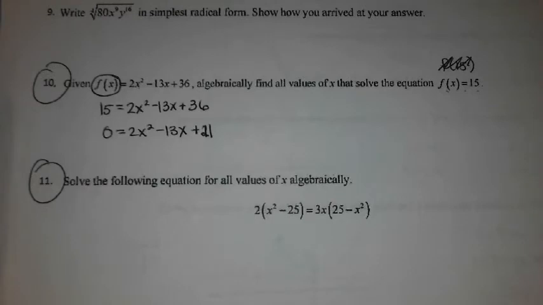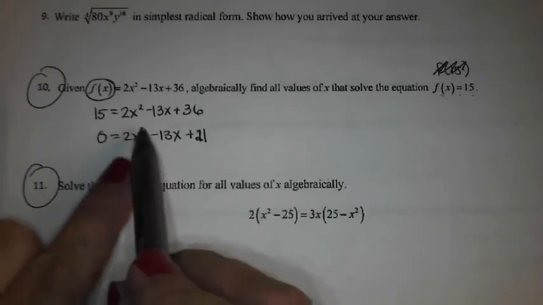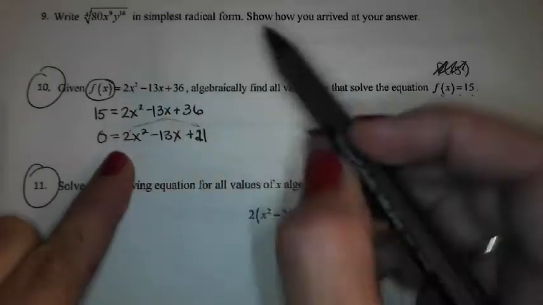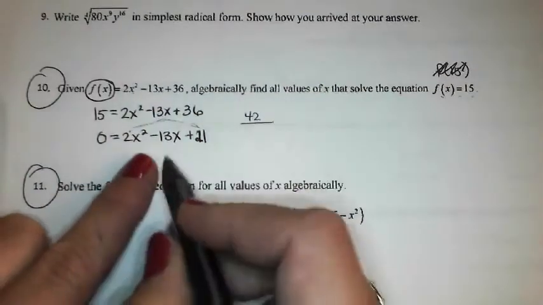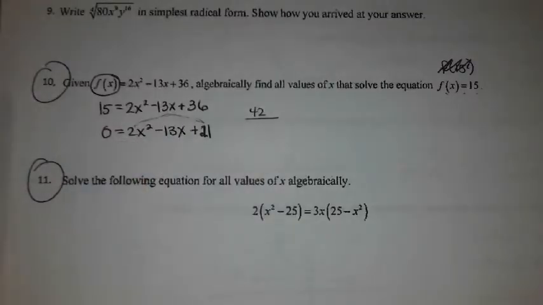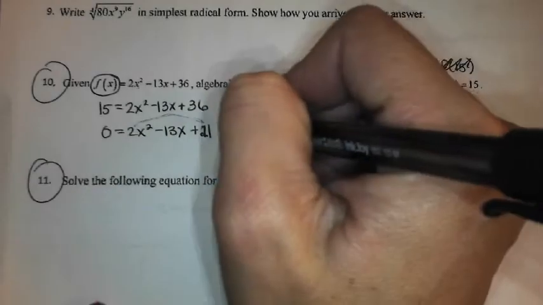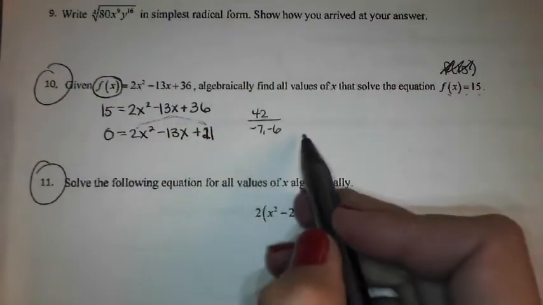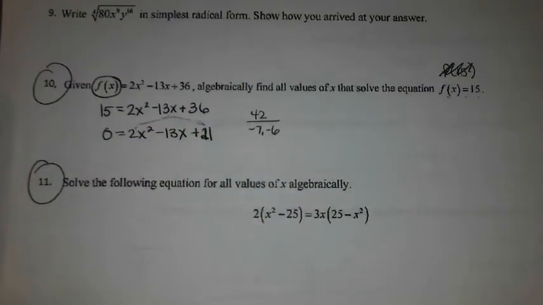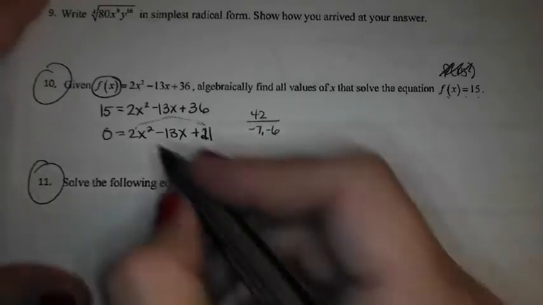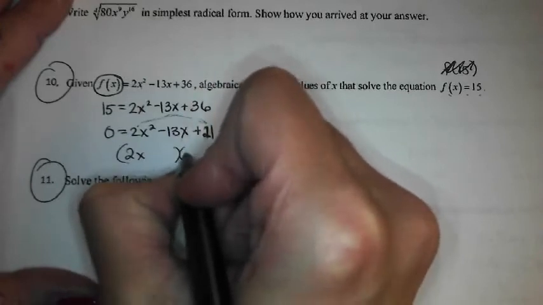Now, is this factorable? Are there two numbers that multiply to get 42 and add to get negative 13? Negative 7 and negative 6. So yes, if those numbers exist, it is factorable. You can use those numbers to split the middle term and group, or you can guess and check, which is what I'm going to do.